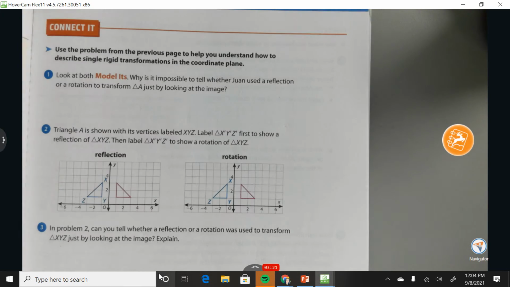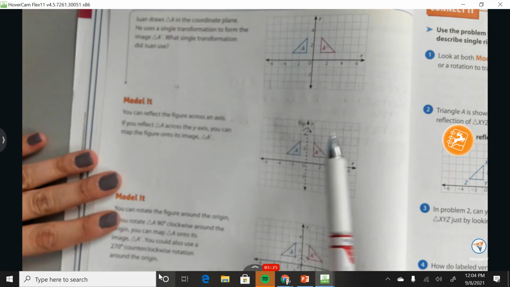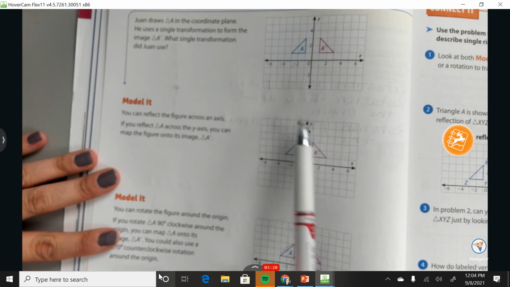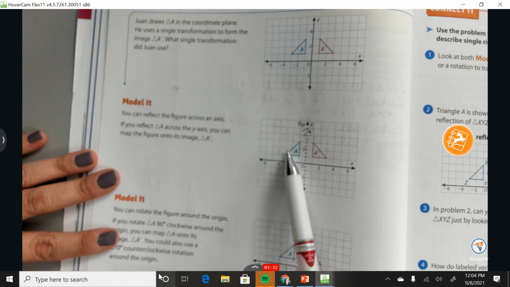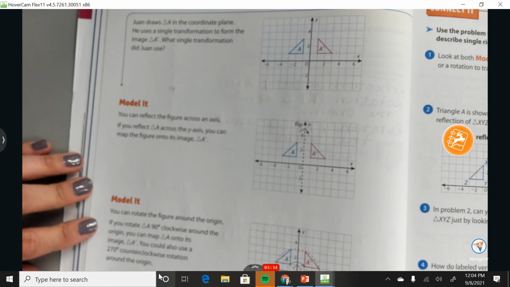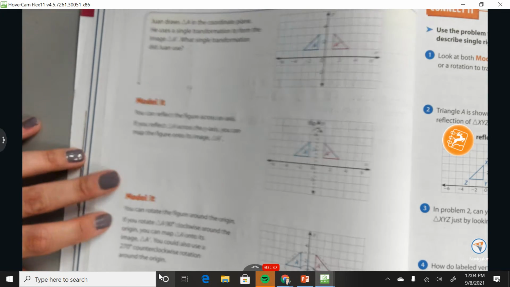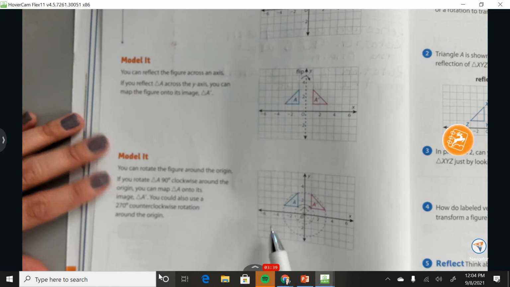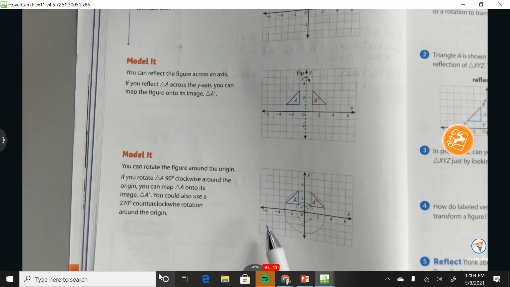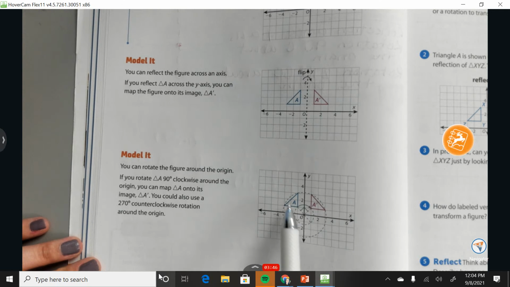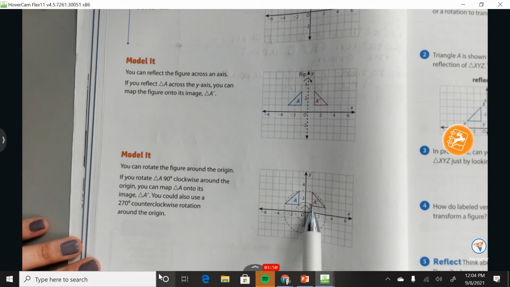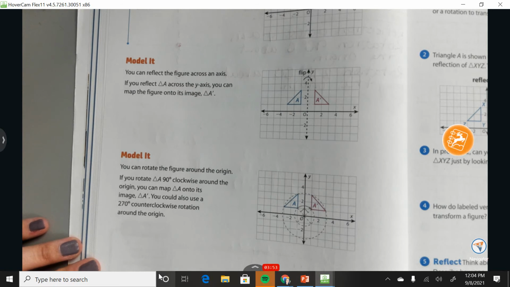All right, flip the page. All right, so here it just shows you this one by itself. So it shows you the line of reflection. It shows you that it was flipped across the line of reflection. It's a mirror image. And then here it shows you that it could be rotated 90 degrees clockwise, or you could have gone 90, 180, 270. Okay? You could have done either of those.